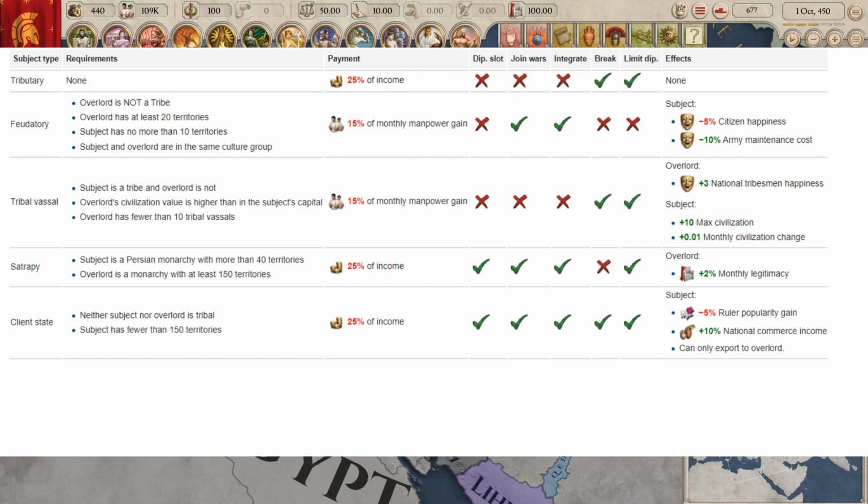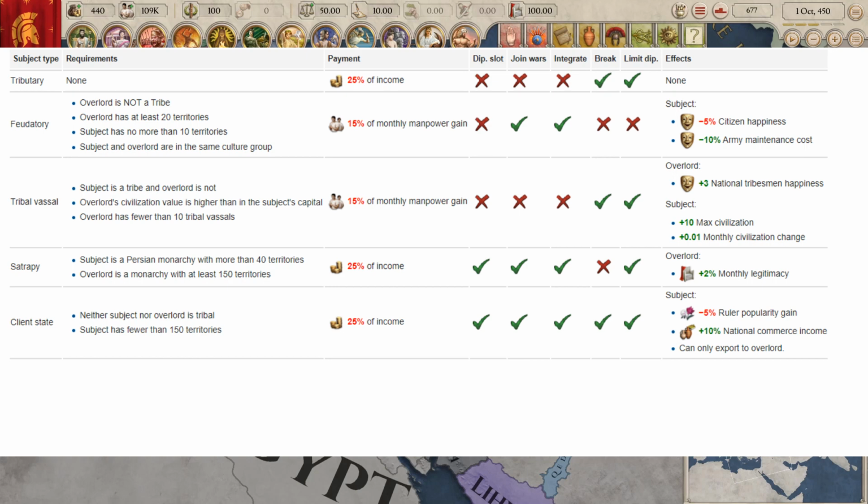Next up, we have a very unique and rare form of vassal called the Satrapy. You can only form a satrapy if you are a monarchy with at least 150 territories under your control, and the target nation that you wish to turn into a satrapy must also be a monarchy. But, and this but is very, very important, the target must be of Persian culture.